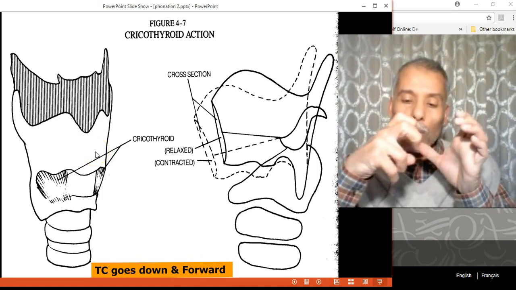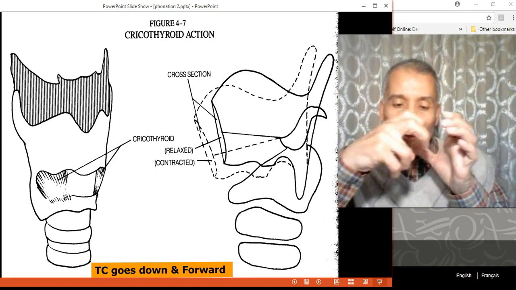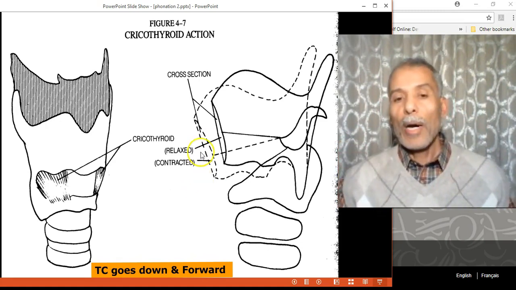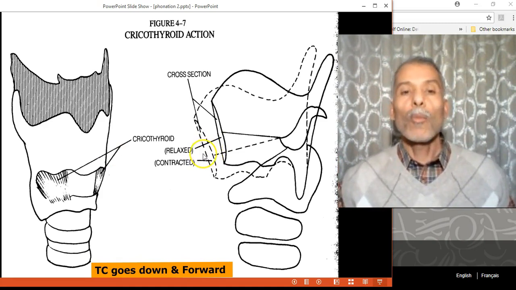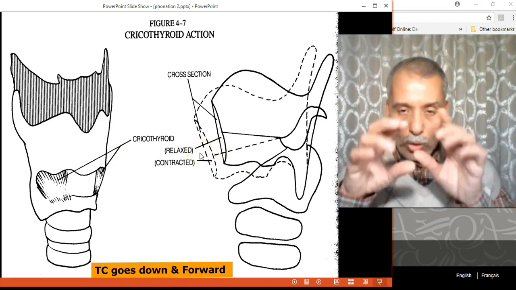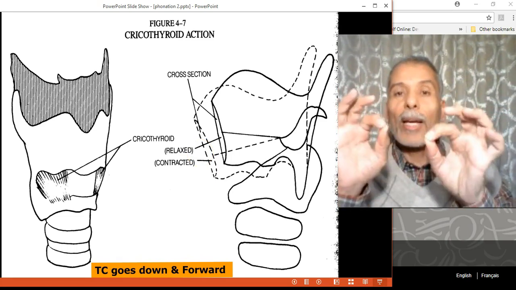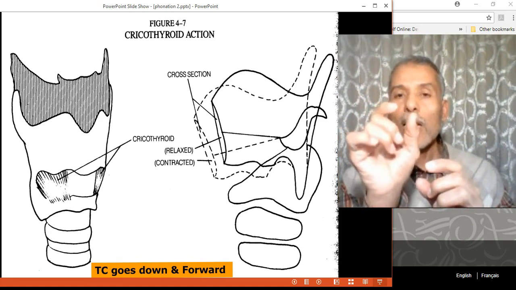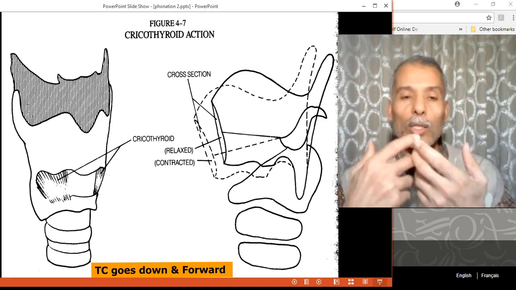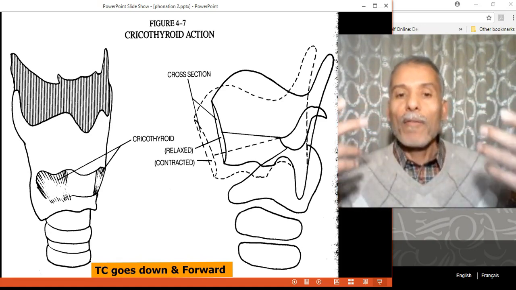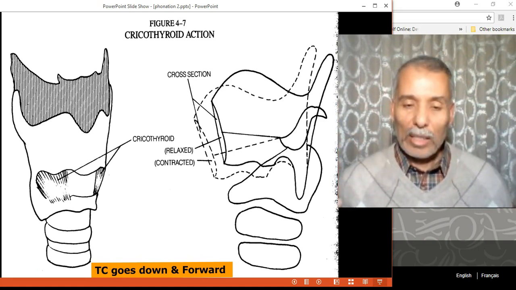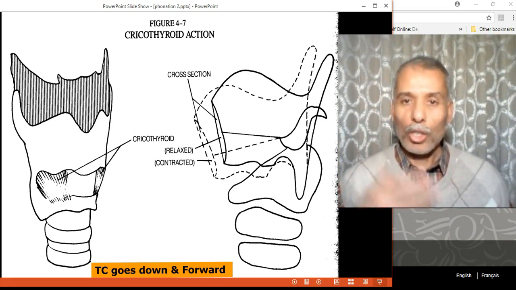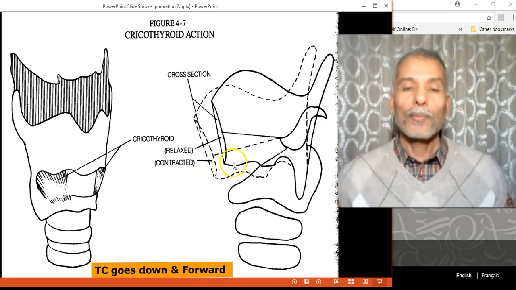So the vocal folds are going to be pulled forward and down, and that extends their length by adding up to 20% more length to them. Remember, when you spread the length out, you make them thinner. You make the mass lighter per square inch. So once you elongate them, you have changed their vibration characteristics. You have made them vibrate faster, which is a higher pitch.